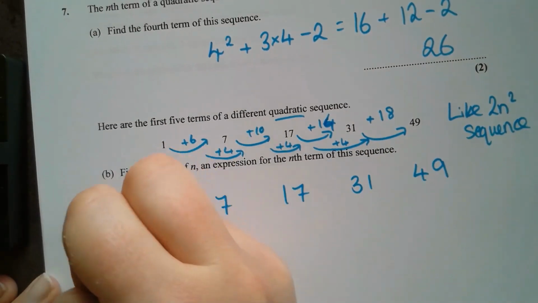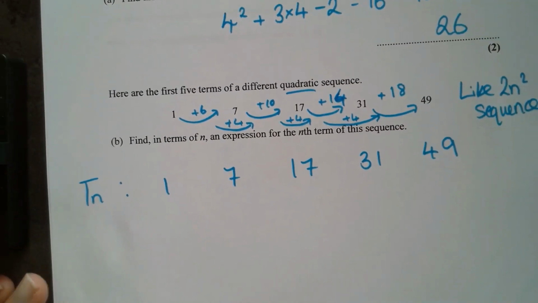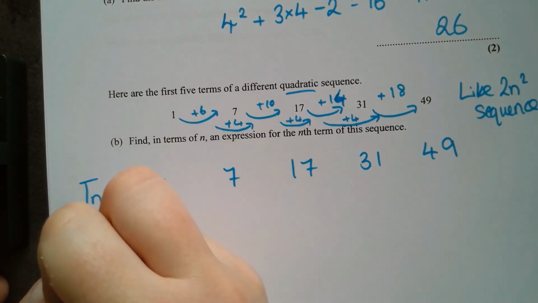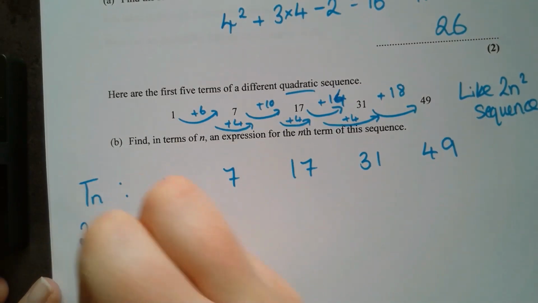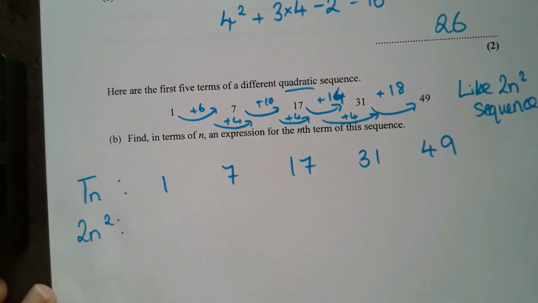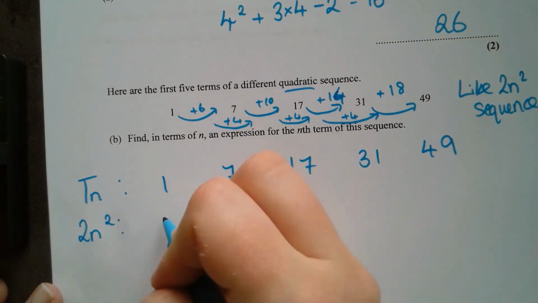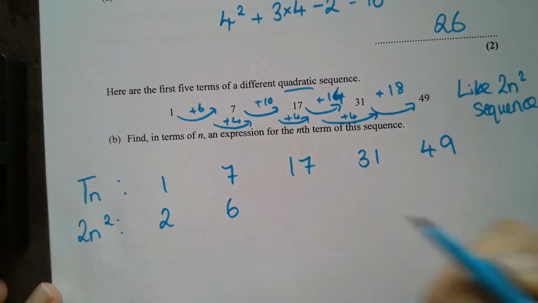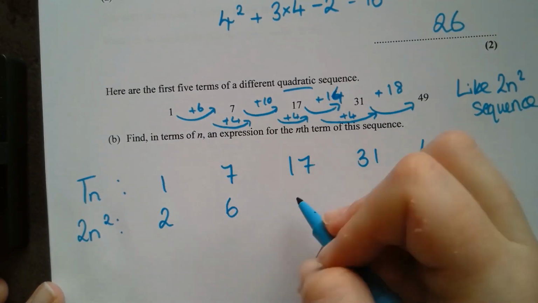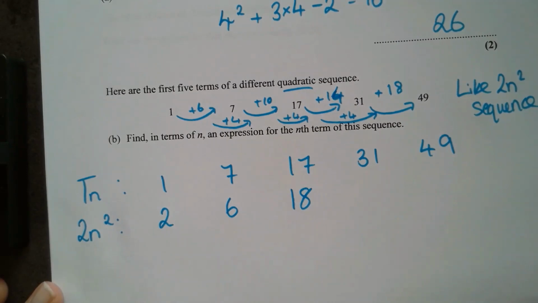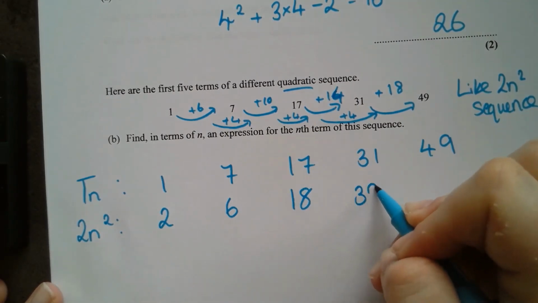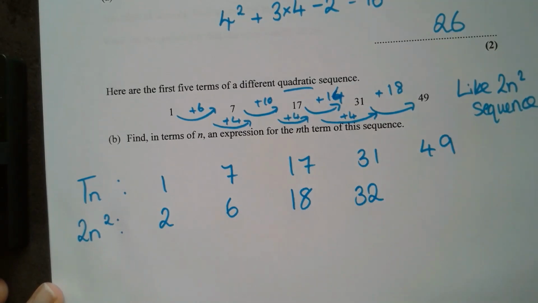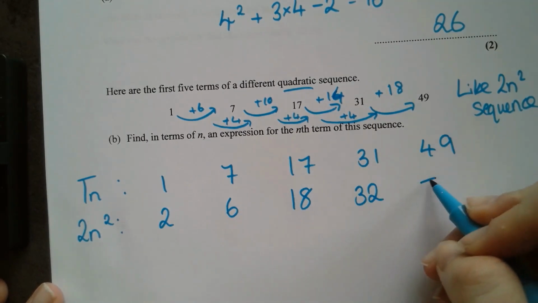I'm going to create a table here, so I've got tn or our nth term, and I'm going to write in my 2n squared sequence. Well, my n squared sequence starts at 1, so doubling that gets me 2. We then get 4 doubled, which is 8, 9 doubled, which is 18, 16 doubled, which is 32, and then 25 doubled, which is 50.